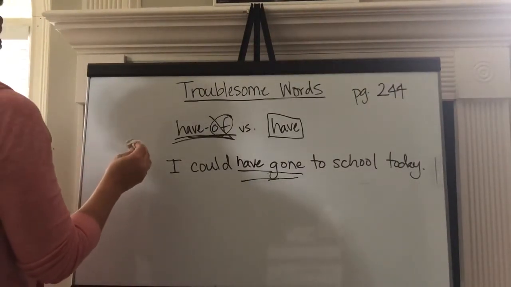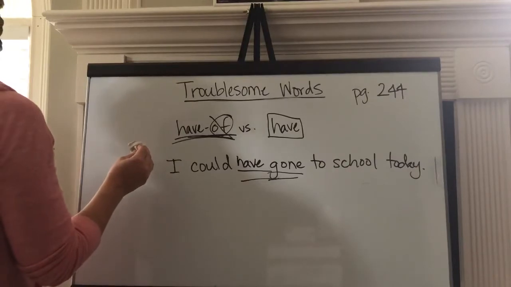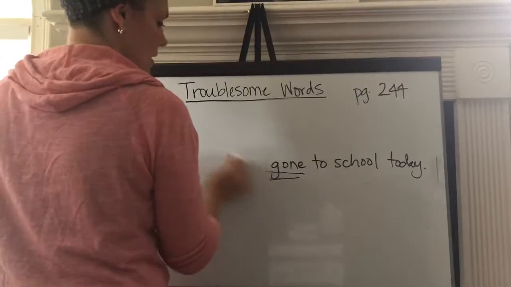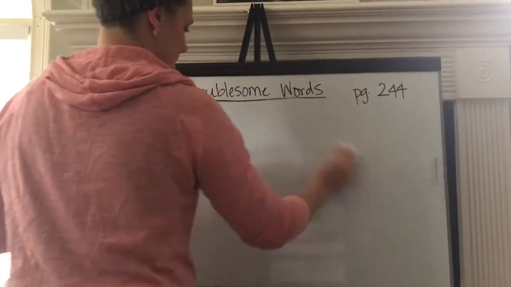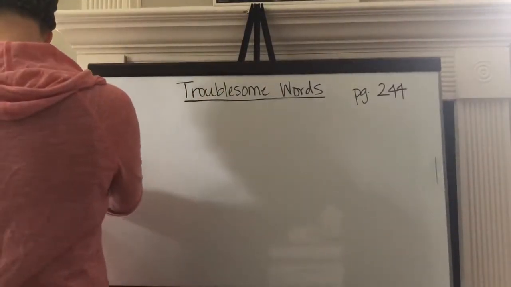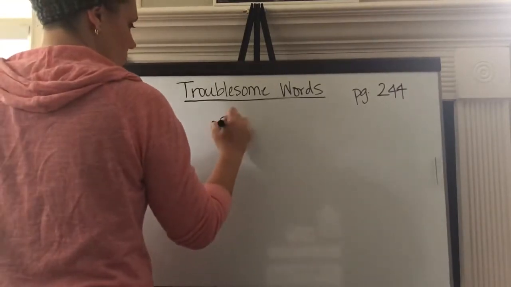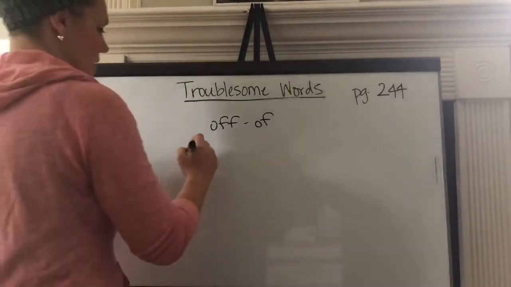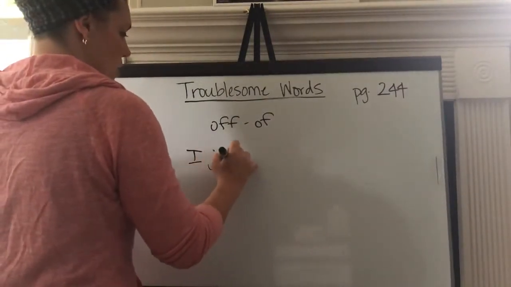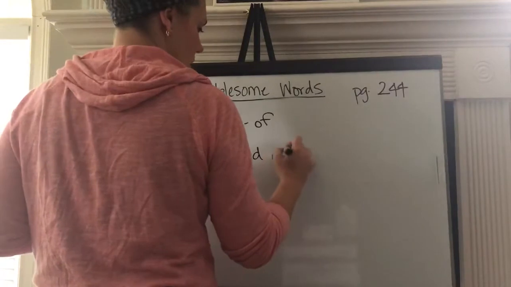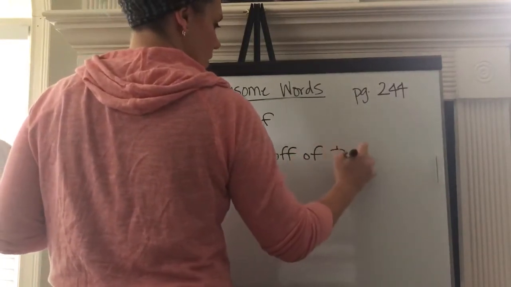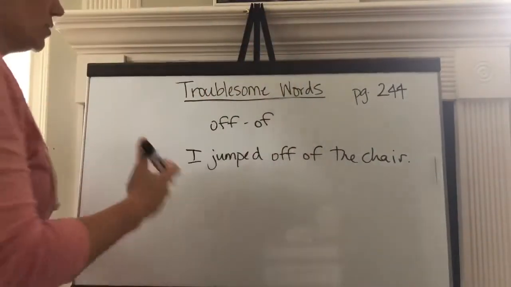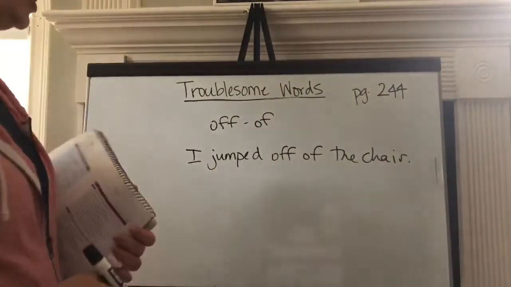Similarly, I'm going to skip one really quick and come back to it because I want to do this one next because it has the same preposition in it. Okay, this word, off of. How many of you have said, I jumped off of the chair? Oh my gosh, we probably all should raise our hand, right? We've all spoken this way. I jumped off of the chair.